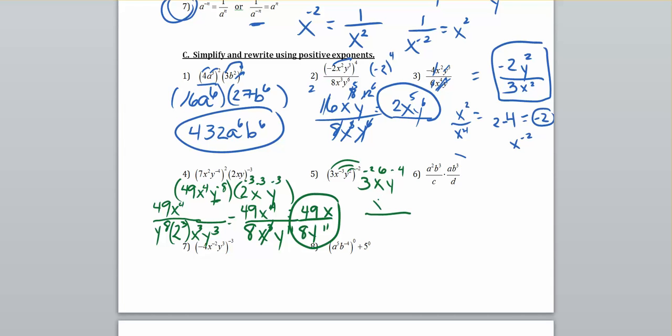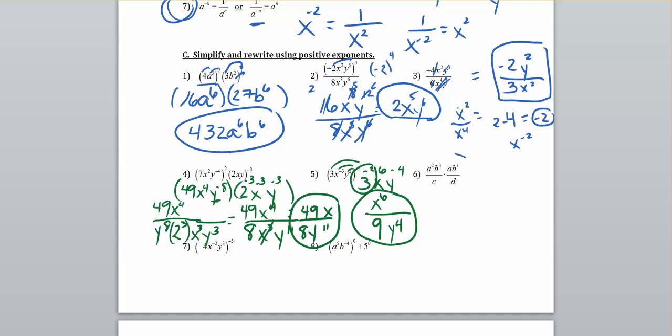I know x to the 6 stays up top because it's a positive exponent. I'm going to have to move down the y to the 4th. I'm also going to have to move down the 3 to the negative 2. That would become 3 squared. So 3 squared would really be 9, but it would have to be in the denominator because it's a negative exponent. Since I can't simplify anymore, I'm good.